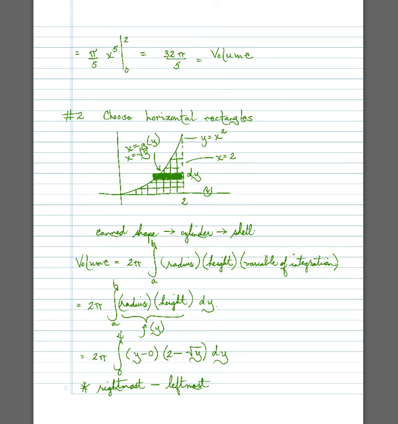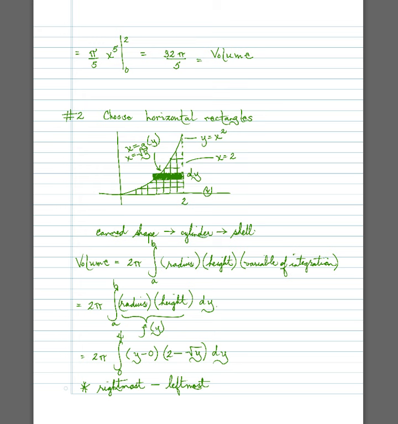So when we integrate this, we should get the answer that we got before, which is 32 pi over 5. So let's integrate this and see, is that actually correct? This is kind of a check. If we get something that is not the same, then that means we made an error. That means that you've done something wrong. So let's integrate this.